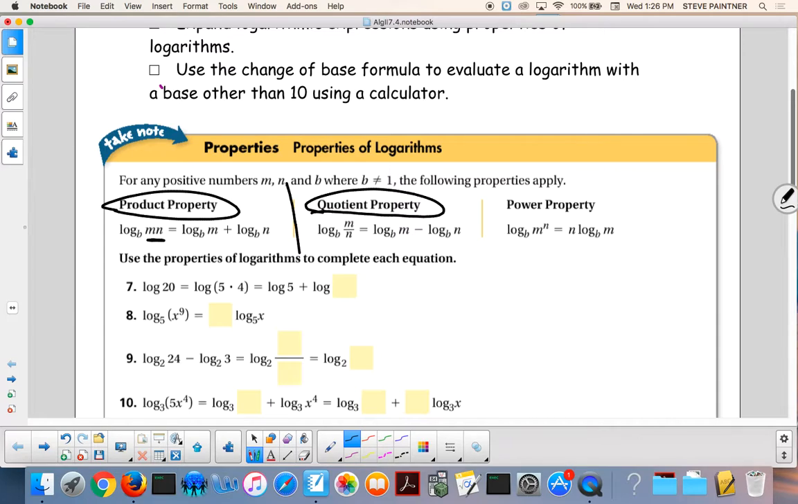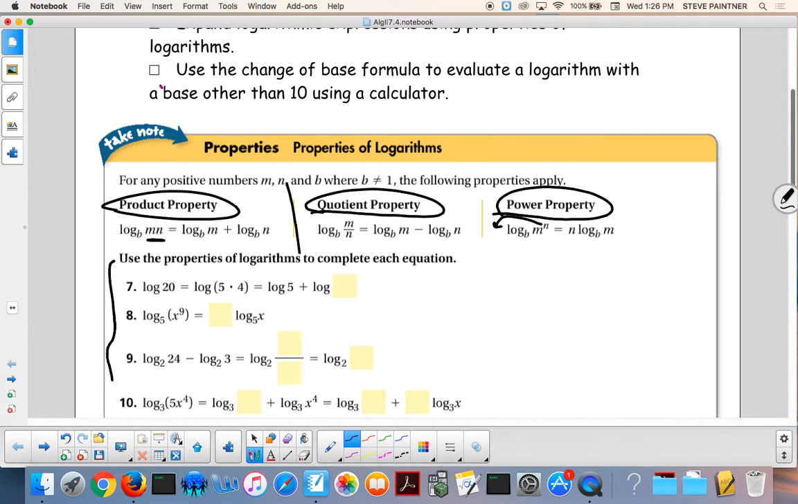And these are just properties we apply to manipulate the problem a little bit to make it easier for us. Last one is called the power property. If you're taking log of a number raised to a power, where can the power go? Out in front. And then we just say n times log of m. That's it. There's 3 properties. You got to use them all through this assignment.